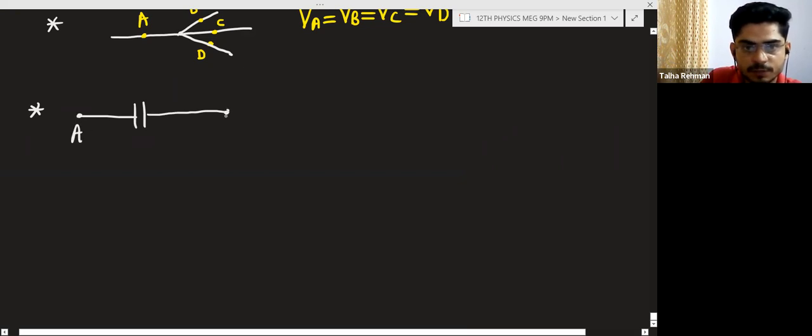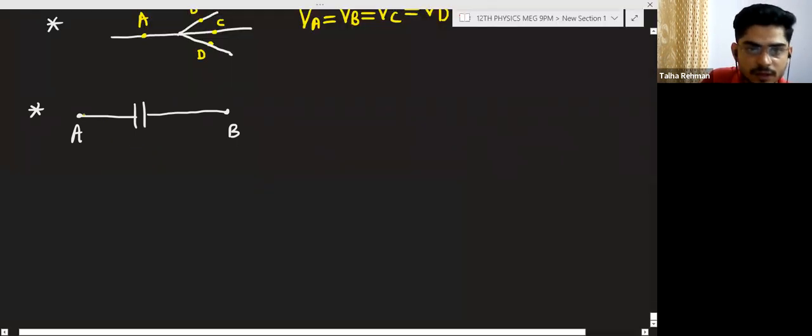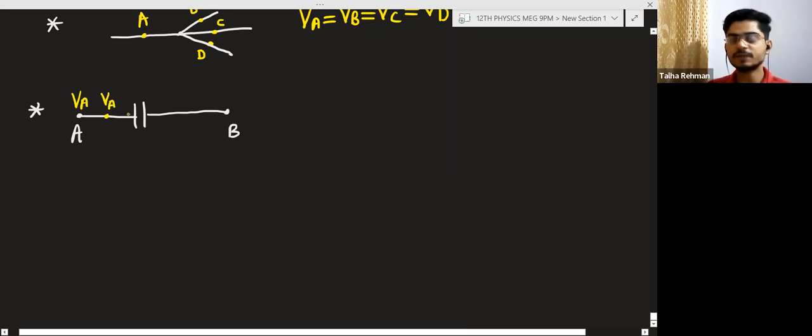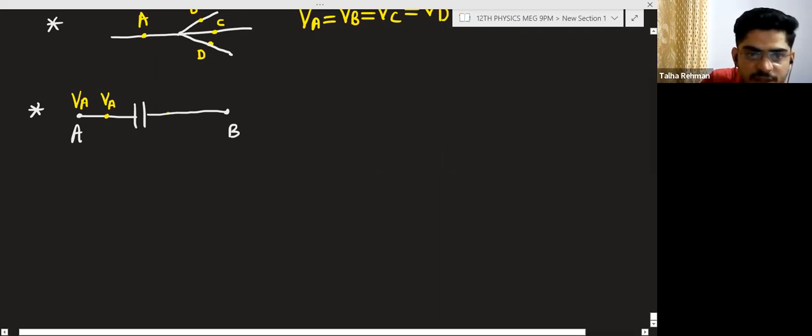This is point A, this is point B, and the potential here is VA. Here also the potential is VA. And now if you are going like this, in between there is a capacitor. This capacitor will take some voltage. The voltage means energy. It will consume some energy.